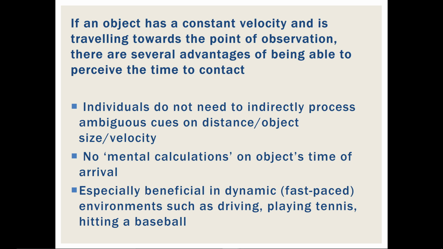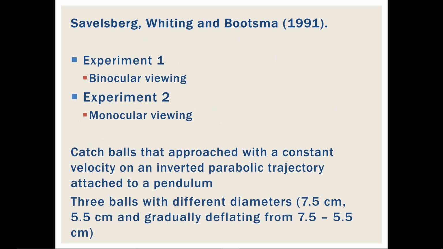This is an experiment that really explains how important tau is. And it's an experiment from a Dutch group. So in 1991, what this Dutch group did was they hung a ball on a pendulum. And the ball was released on the pendulum in a trajectory towards a person. And that person had to catch the ball with one hand. That was the task, right? But there were 3 different types of balls. One was small, 5.5 centimeters in diameter.